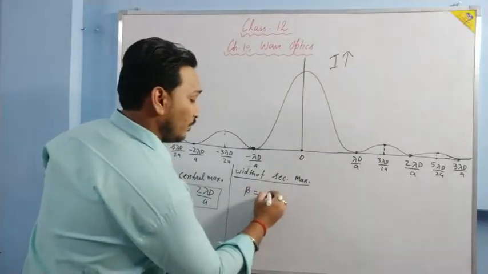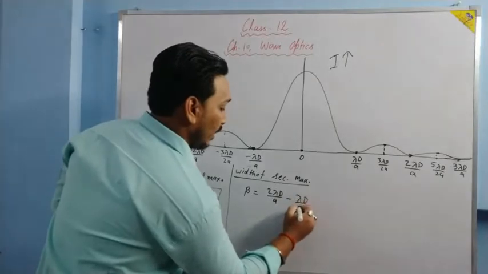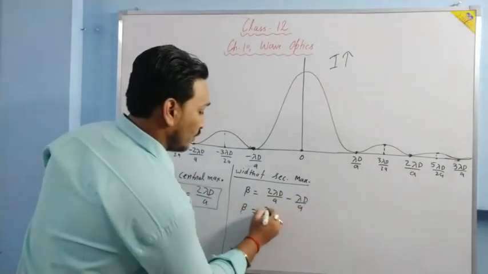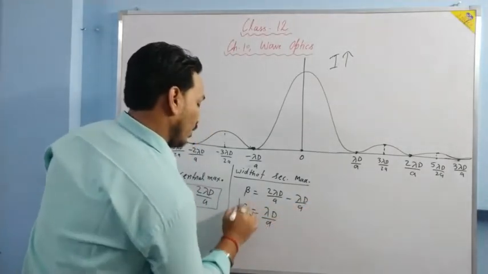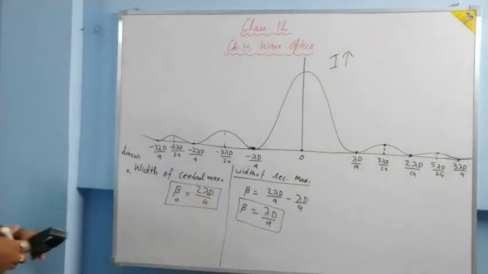Beta is equal to 2 lambda d by a minus lambda d by a. What are we going to have? Beta is equal to lambda d by a only. And this is not only for the first secondary maximum, it will happen for every one.